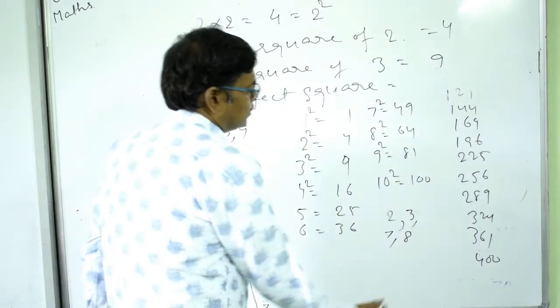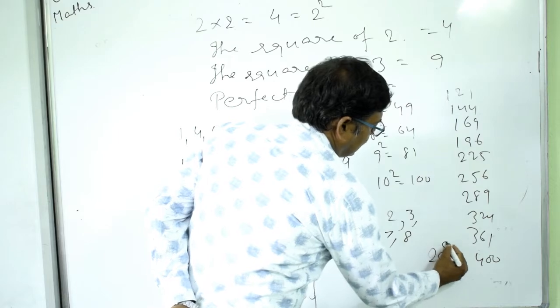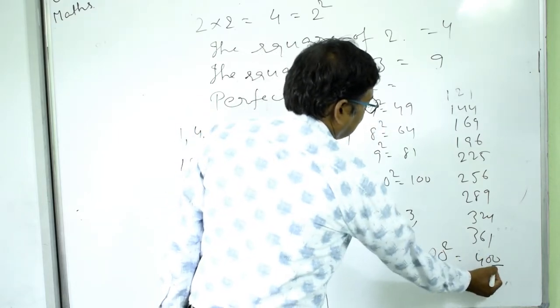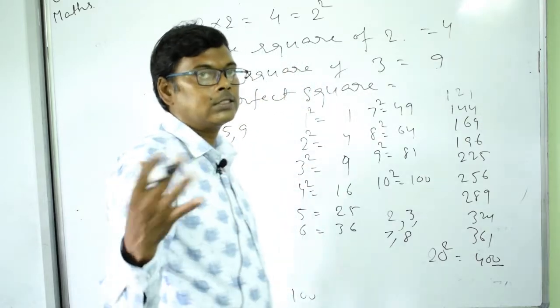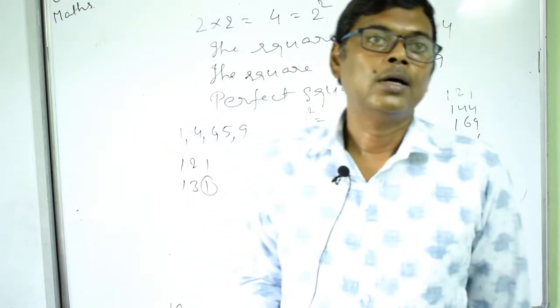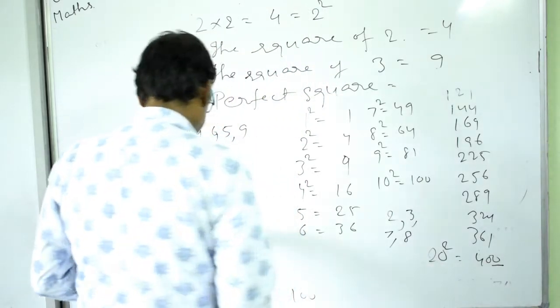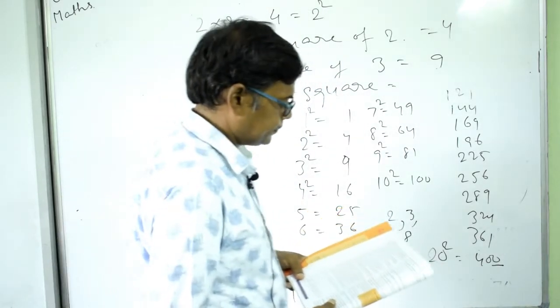For example, this is the square of 20, and when you square 20 you get 400. Here again you see that the zeros occur in pairs. So this is the property for zeros.